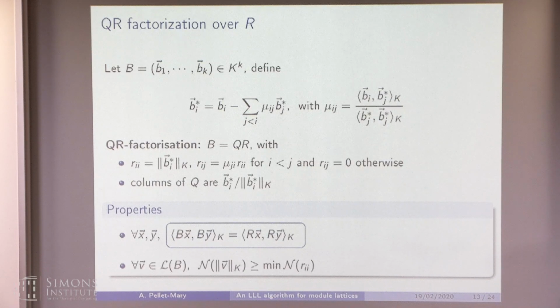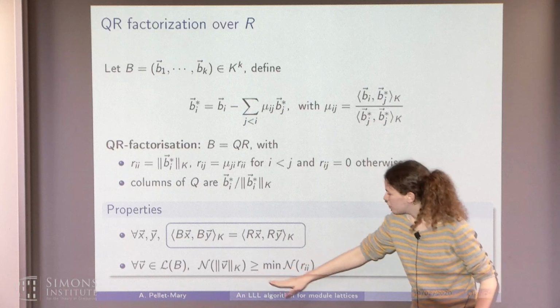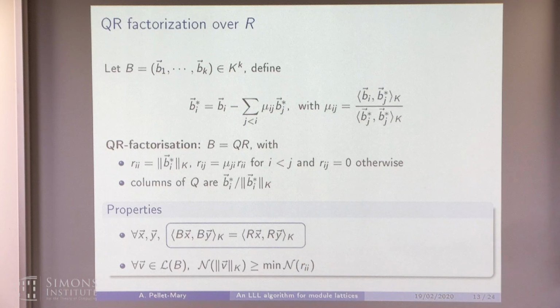Another property that is also useful in LLL, when we want to show that the output vector at the end is somehow small, is the fact that any vector in the module should be larger than at least one of the diagonal coefficients of R, and this is still true. These are basically the only two properties we need, and once we have that, we can really mimic the LLL algorithm with this inner product, and everything is going to go through for the reduction from rank 2 to rank K. I'm not going to describe how this works. Really, these are the only two ingredients we need to mimic it.